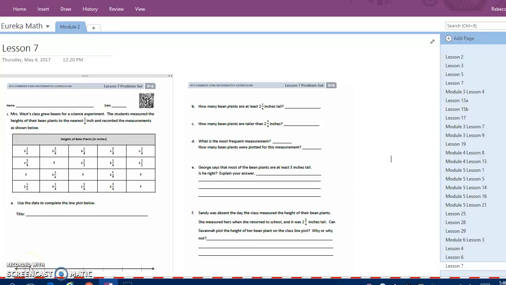Hi everyone, this is lesson 7, problem set. So today's lesson just takes us more in depth into the line plot. So let's look at number 1.